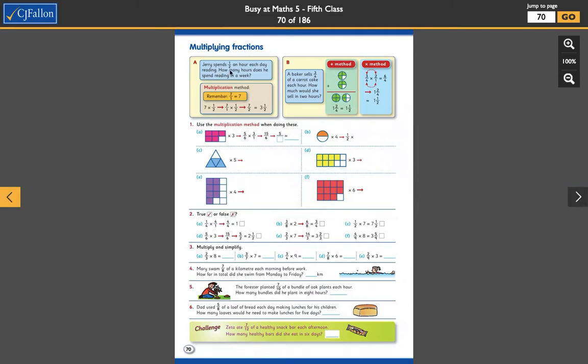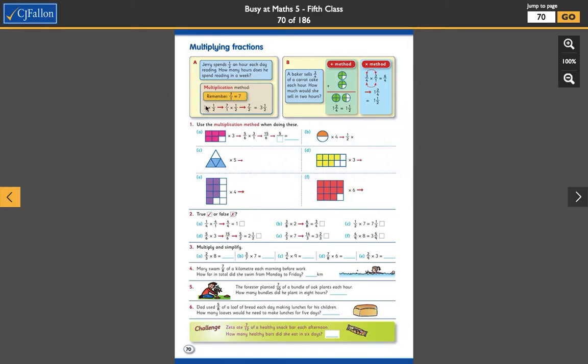So if Jerry spent half an hour each day reading, how many hours does he spend reading in a week? Okay, so what you need to remember for the multiplication method is that if you're multiplying by a whole number like this, so here's the half an hour a day that he reads and here's the 7 days a week. We can rewrite any whole number we want as 7 over 1. It's the same thing as 7 over 1.